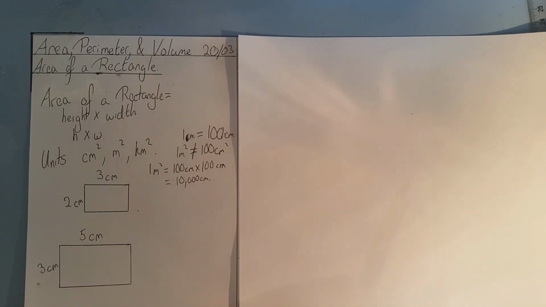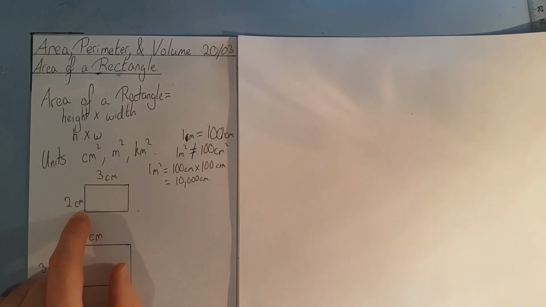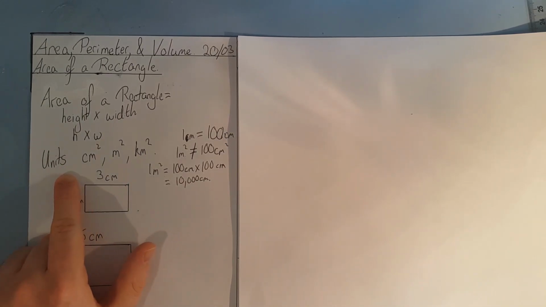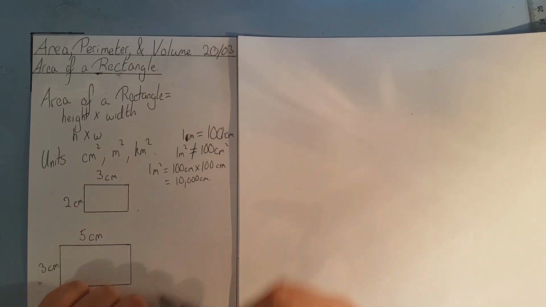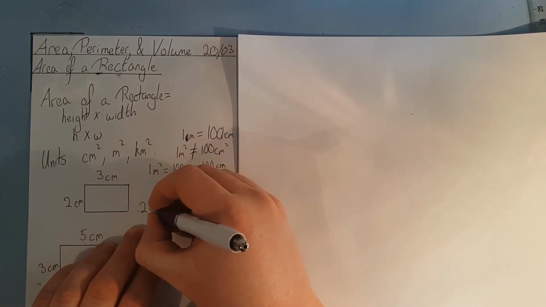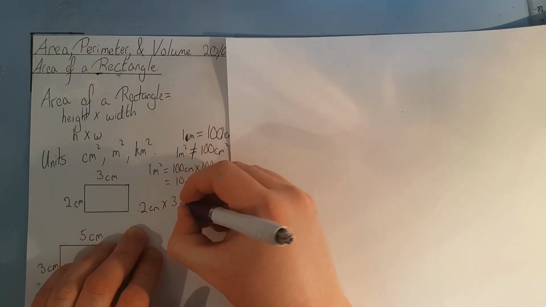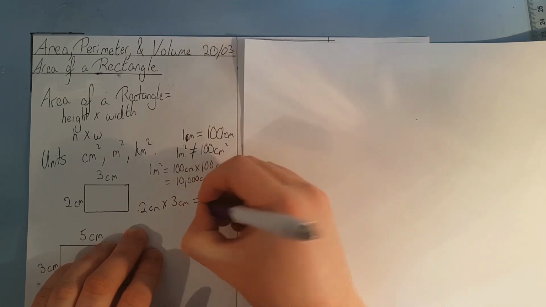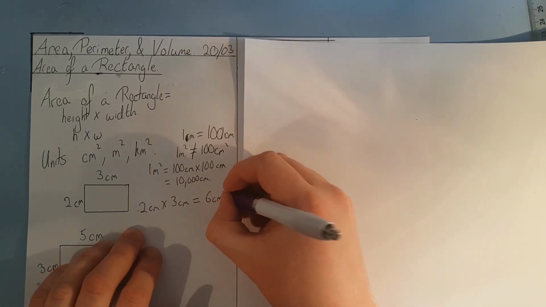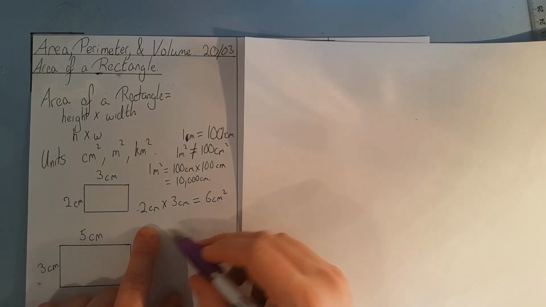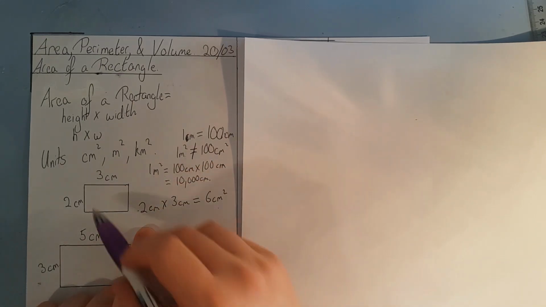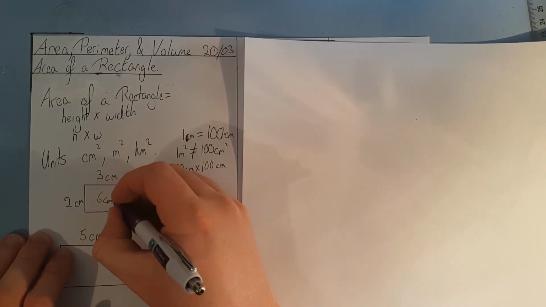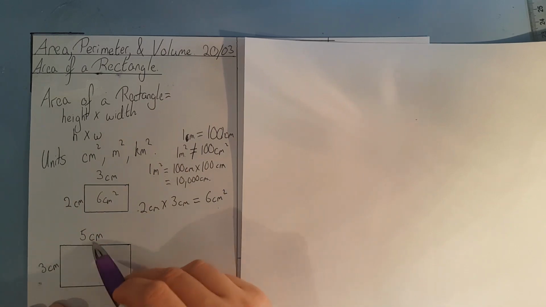So, let's look at a few examples. Examples are always great. So let's have a look at this question here. We've got 2 centimeters high, 3 centimeters wide. So that's going to be 2 centimeters multiplied by 3 centimeters. That's going to equal 6 centimeters squared. And there we go. You've got the area there. 6 centimeters squared. Similarly, 3 by 5.